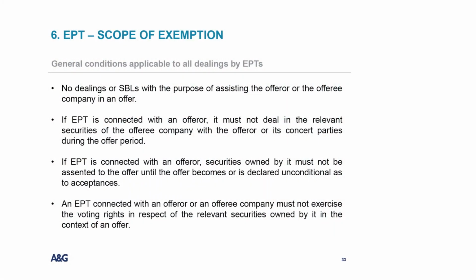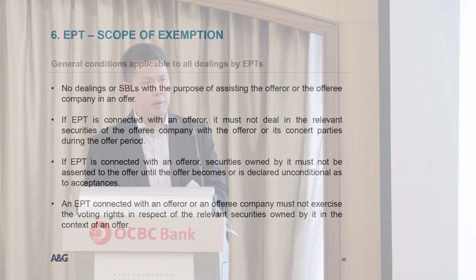Now, there are certain general conditions that apply to all EPT trades. Basically, there cannot be any dealings for the purpose of assisting the offeror or the target company. The second condition is that the EPT must not be dealing with the offeror or its counterparties. The third condition is, to the extent the EPT holds any shares, the EPT cannot tender those shares in acceptance of the offer until the offer goes unconditional. And the last condition is that the EPT cannot exercise any voting rights attached to these shares during the offer period. To be clear, when we talk about the offer period, it's from the time when the offer or possible offer is announced up to the time the offer closes or lapses.